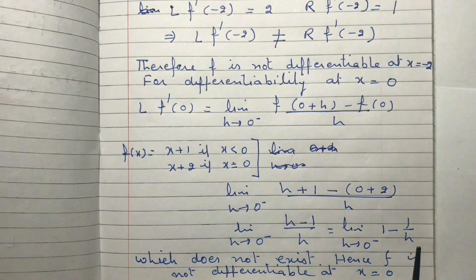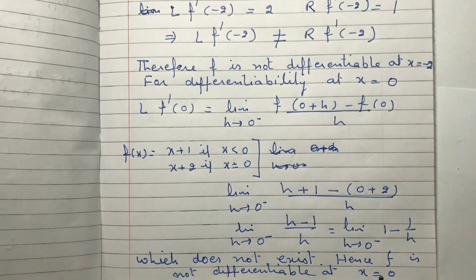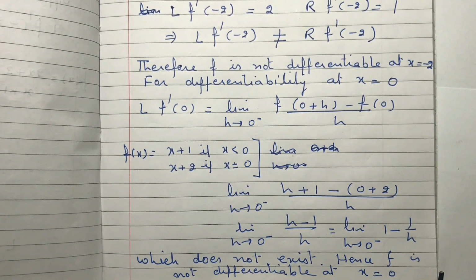Since this shows the left hand derivative doesn't exist, there is no need to find the right hand derivative. This alone shows that f is not differentiable at x = 0.